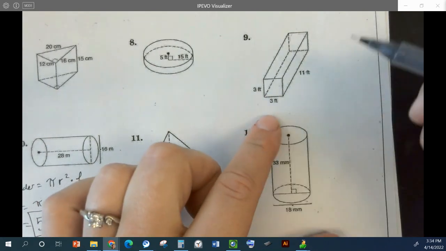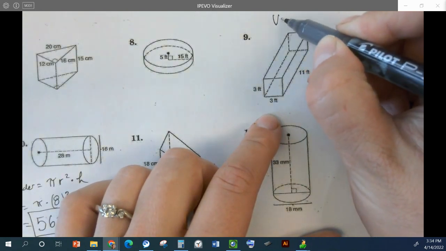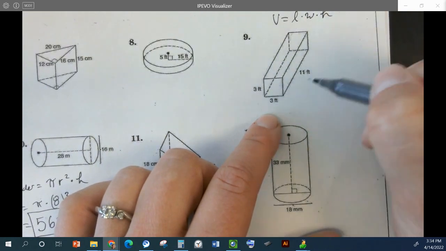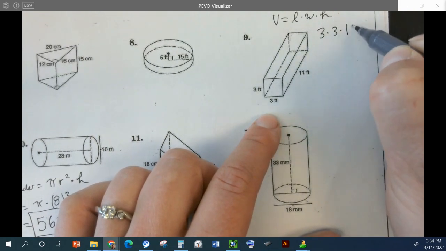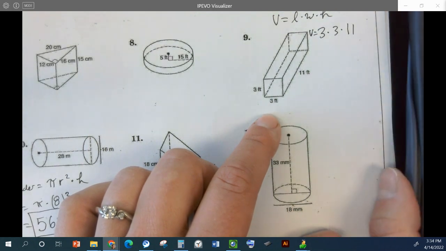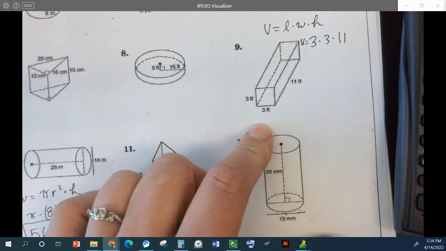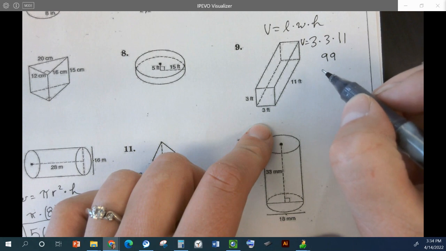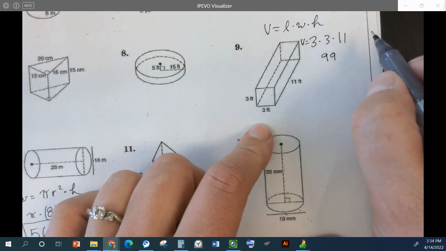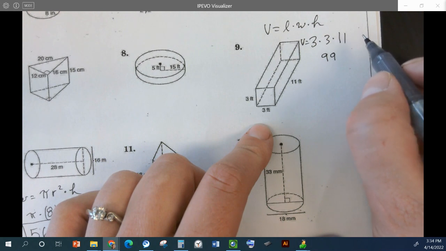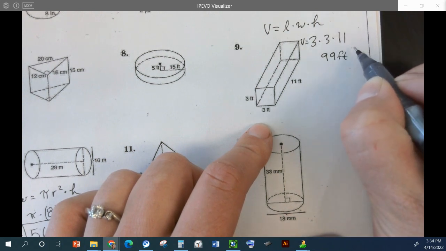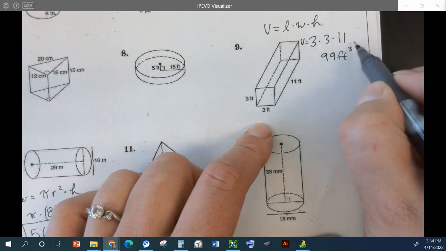Good. This one's rectangular. So the volume of a rectangular prism is length times width times height. So we just multiply all of the sides together. So 9 times 11 is 99. And then what are our units here? Units. How about, good. Feet, what? Cubed. With a 3. Yeah, good.